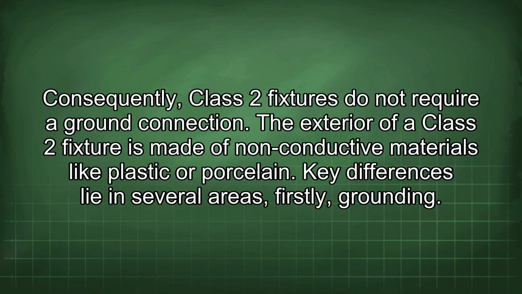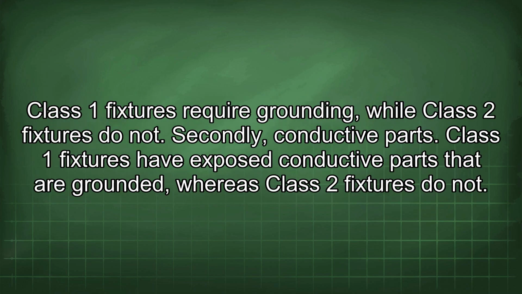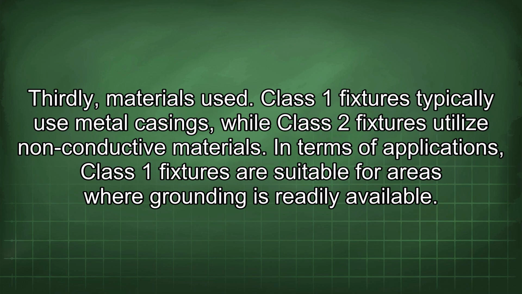Key differences lie in several areas. Firstly, grounding. Class 1 fixtures require grounding, while Class 2 fixtures do not. Secondly, conductive parts. Class 1 fixtures have exposed conductive parts that are grounded, whereas Class 2 fixtures do not. Thirdly, materials used. Class 1 fixtures typically use metal casings, while Class 2 fixtures utilize non-conductive materials.